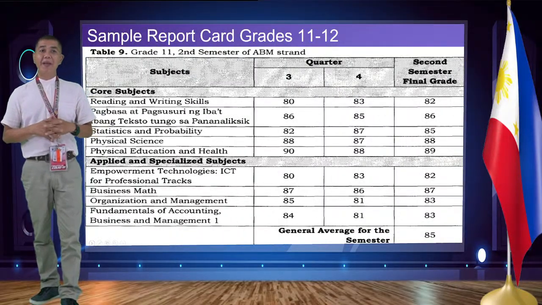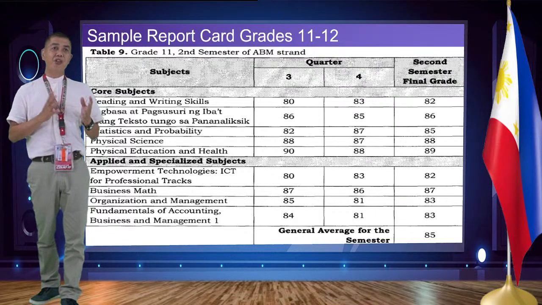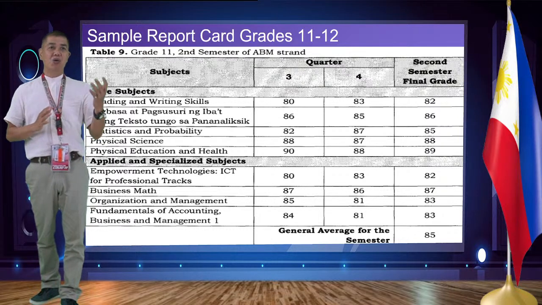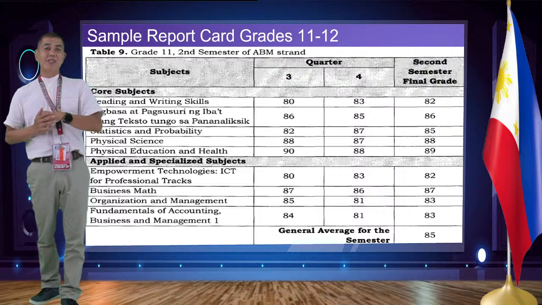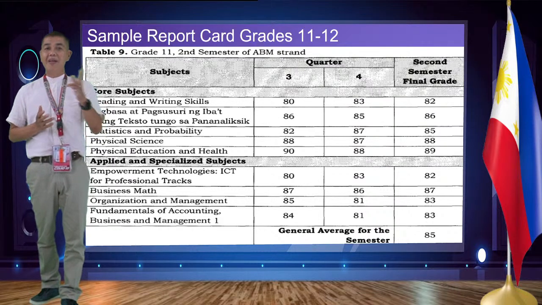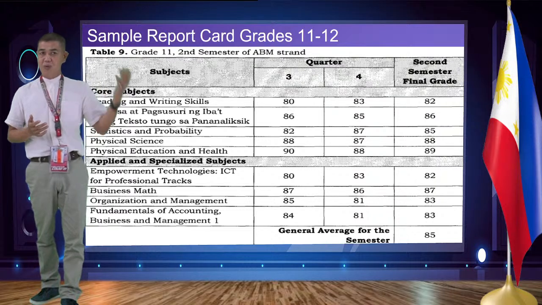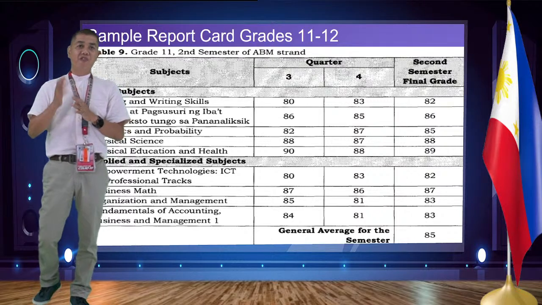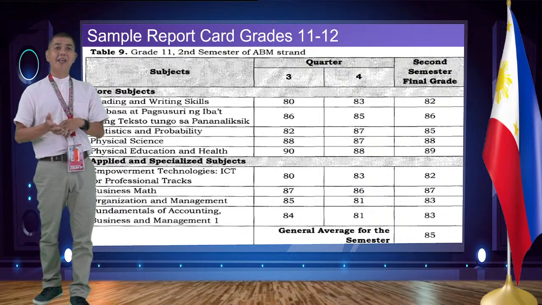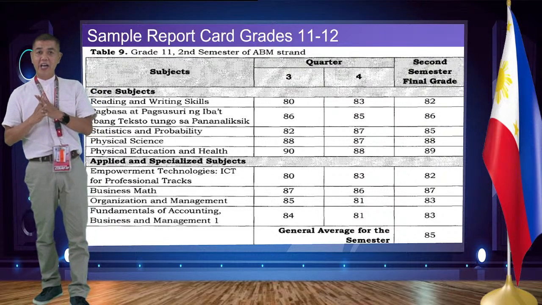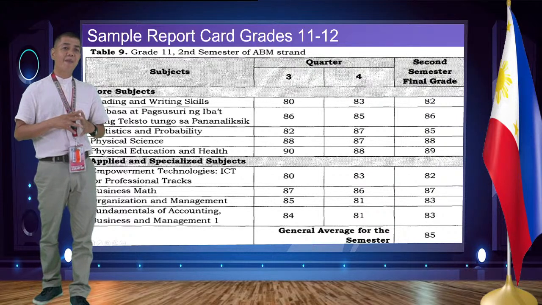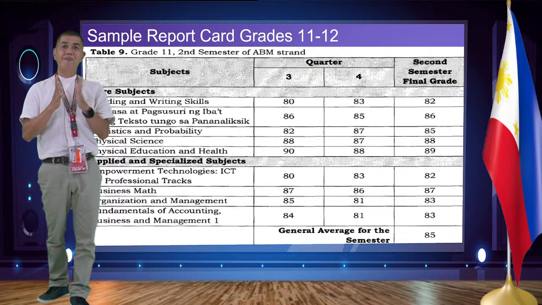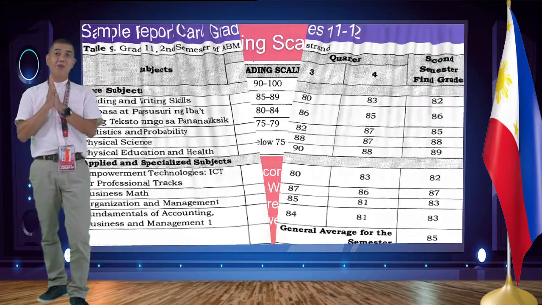For grades 11 and 12, if you see, we have the third quarter and fourth quarter, so that means this is our second semester. To compute the second semester final grade, we add the 2 quarters divided by 2. Same also with the first semester, you add the 2 quarters divided by 2, and you add vertically the second semester final grade, then divide by the total number of learning areas as our divisor. In our sample, the general average for the semester is 85.